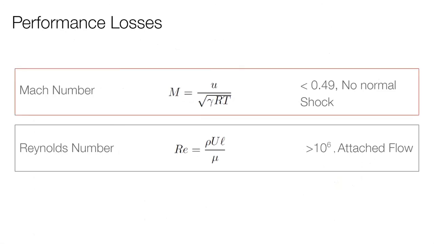A Mach number below 0.49 ensures no shock occurs in the compressor. A Reynolds number above 10^6 ensures the working fluid is fully turbulent, which prevents flow from separating on the rotors and stators. Separation is especially important here because it would violate basic assumptions of our analysis.